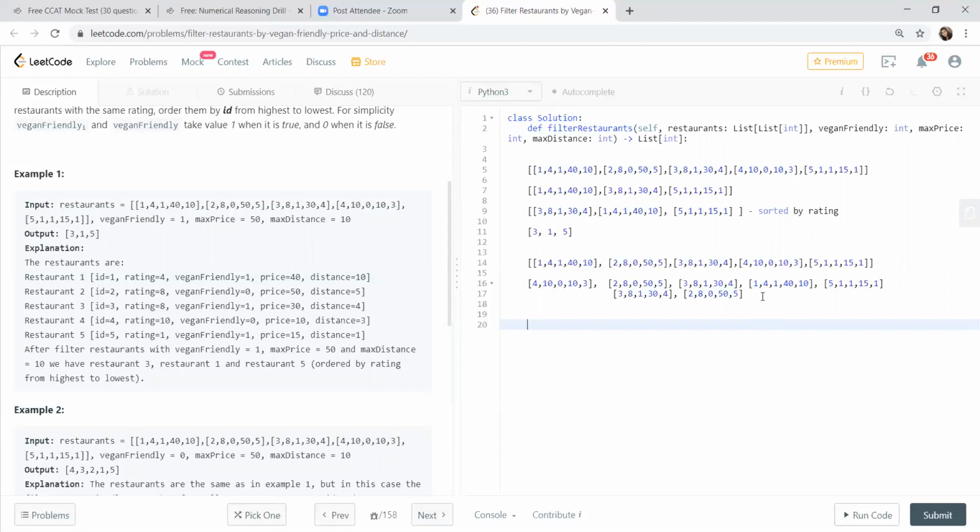Anybody haven't understood this question or want to have some other approach? Have some other approach? Seems like nobody has a problem in this particular question.